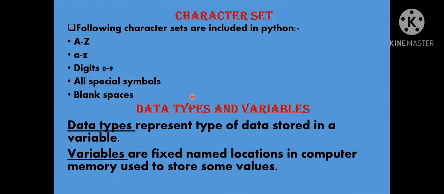Now coming to data types and variables. What is data type? Type of data stored in a variable. Okay. It could be any integer. I will be coming to that. But before that, a variable, which varies, is a fixed named location in computer memory used to store some values. From the word variable you understand the thing, which varies. Its values can be changed. So the user gives that value.